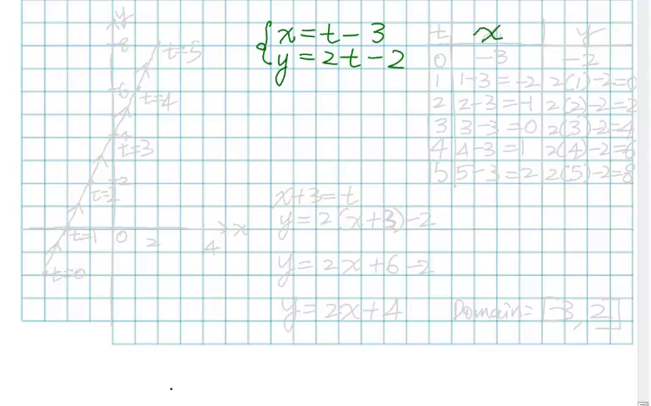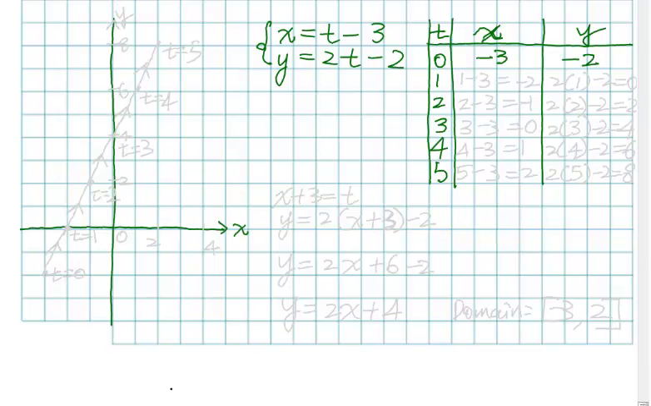We will draw some friendly points. We consider t between 0 and 5, including the endpoints. So we will make one column as a column of t values, another column corresponding x values, and corresponding y values. When t equals 0, x equals -3 and y equals -2, we draw the corresponding point on the Cartesian plane.